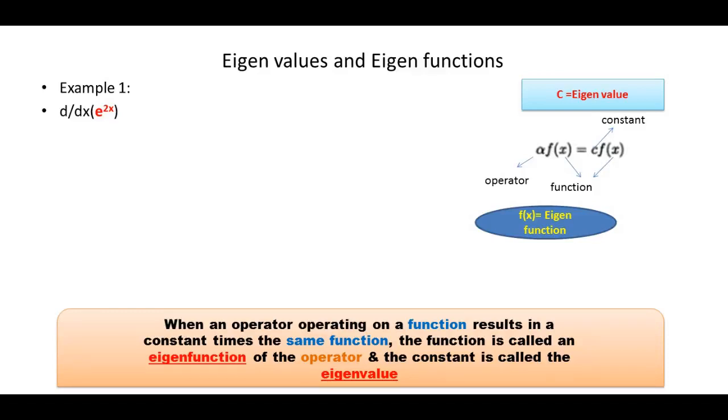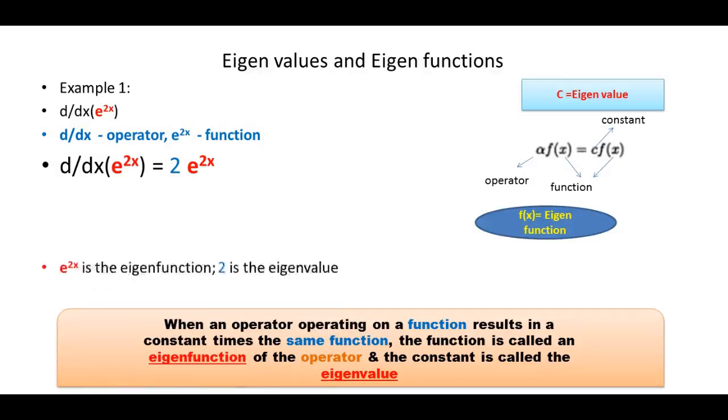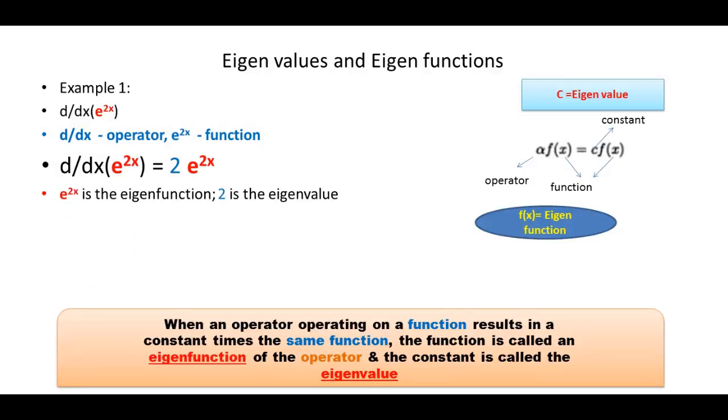Example 1, let us differentiate e to the power 2x. Here d by dx is the operator and e power 2x is the function. When we operate on e power 2x differentially, the solution is 2 into e power 2x. Now look, we have e power 2x on both sides of this expression. So this is an eigenfunction, and the 2, which is a constant, is known as the eigenvalue.